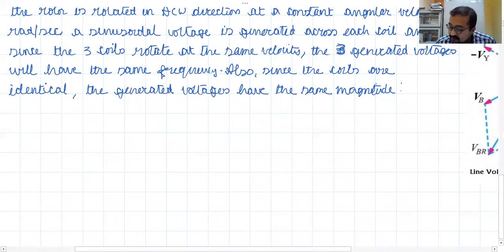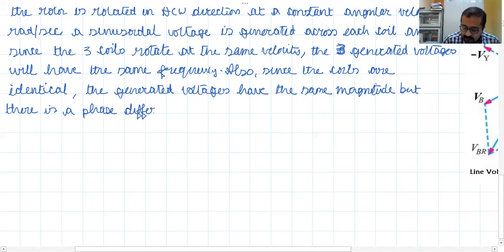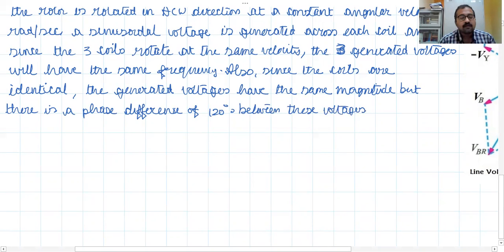But there is a phase difference of 120 degrees between these voltages. The voltage magnitudes are equal, but there's a phase angle difference of 120 degrees between these voltages. Such a system is called a symmetrical three-phase system.